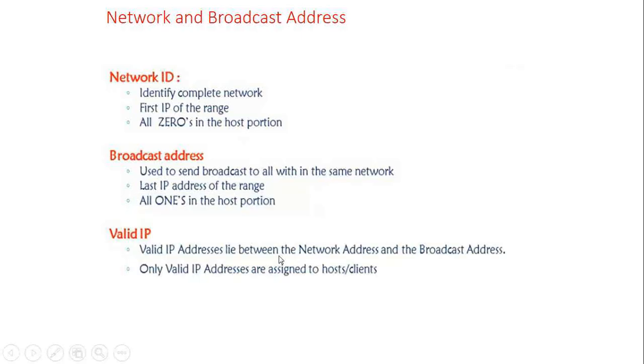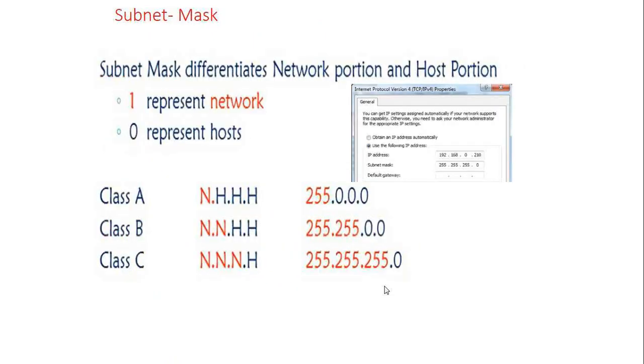Valid IPs lie between the network address and the broadcast address. Only a valid IP can be assigned to the hosts or the clients. Now let's come to the second part of the IP address, which is the subnet mask. Basically, it differentiates the network portion from the host portion.